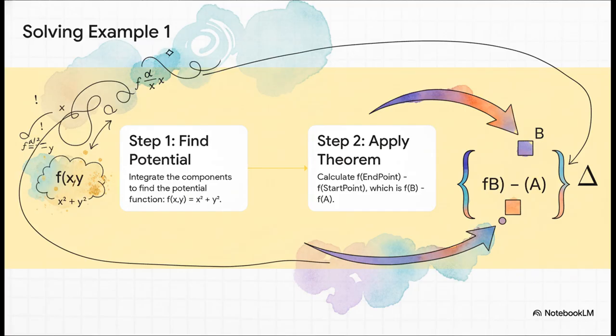We're looking for some function where its partial derivative with respect to x is 2x, and its partial with respect to y is 2y. Well, just by looking at it, we can pretty much see that f of x comma y equals x squared plus y squared works perfectly. Awesome! Now we can just apply the theorem.